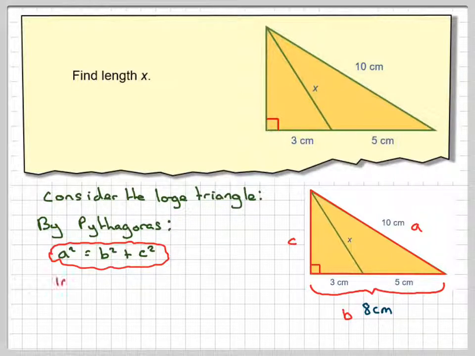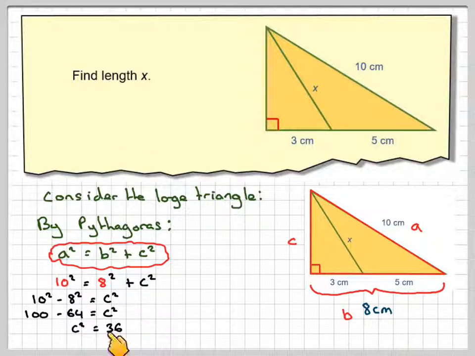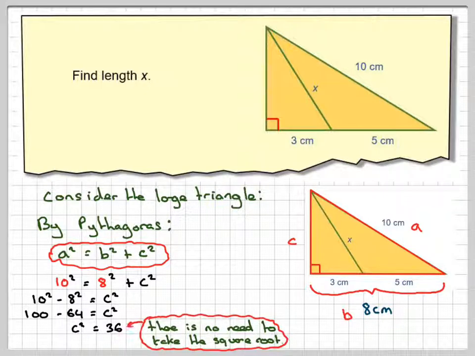So 10 squared is going to be equal to 8 squared. Remember, it's the whole length here, plus c squared. Okay, so if we make c squared the subject, that means we have to do 10 squared minus 8 squared. That's going to be 100 minus 64 is equal to c squared. Therefore, c squared is equal to 36. Now, we don't need to take the square root because we're going to use it again. So there's no need to take the square root.